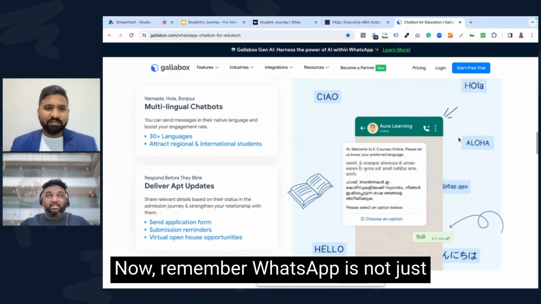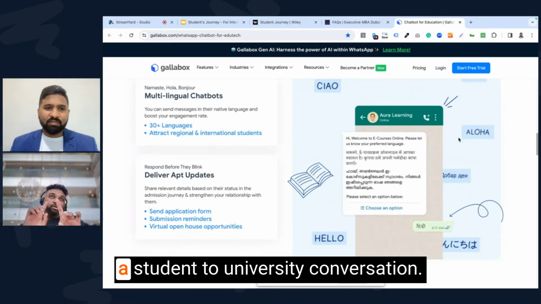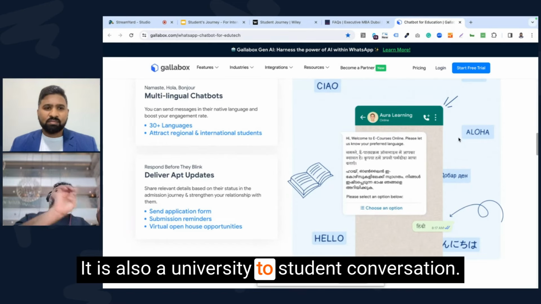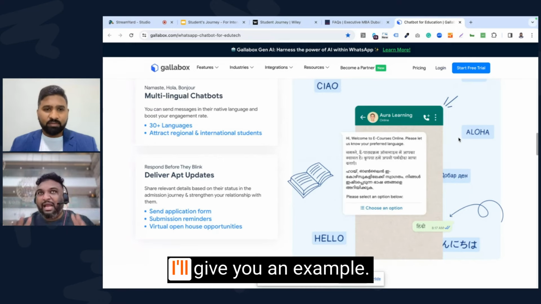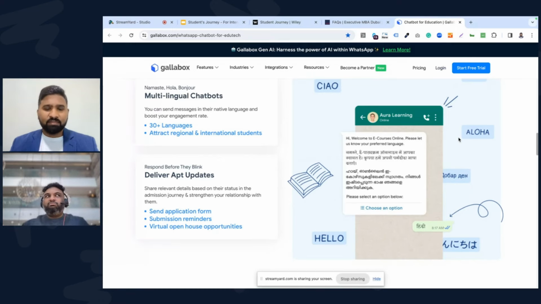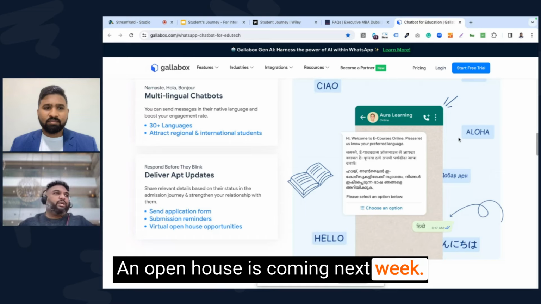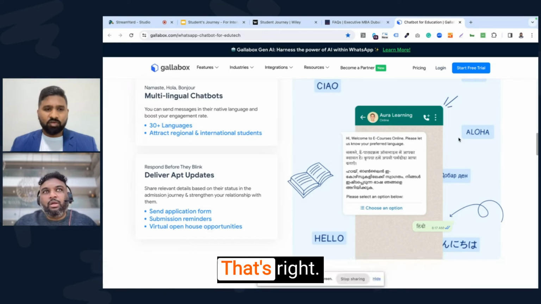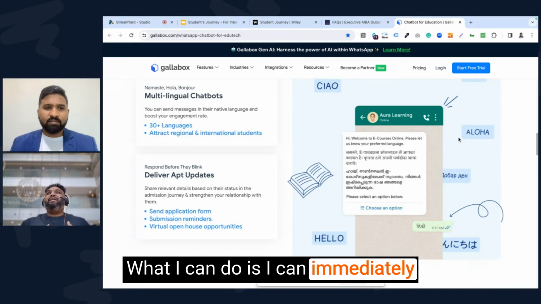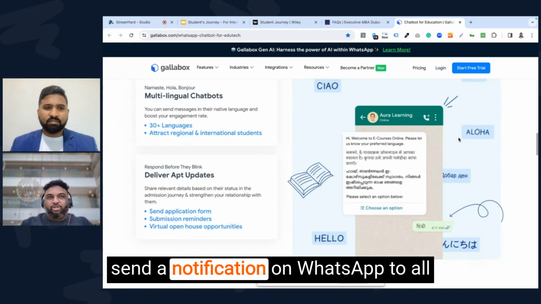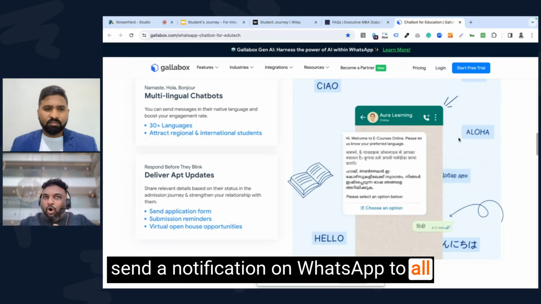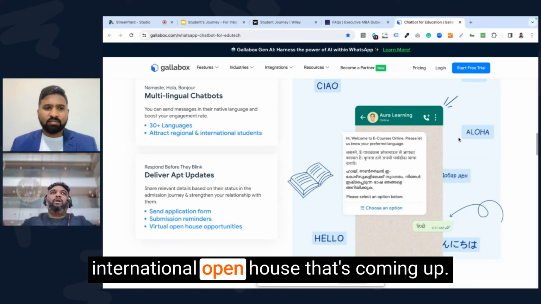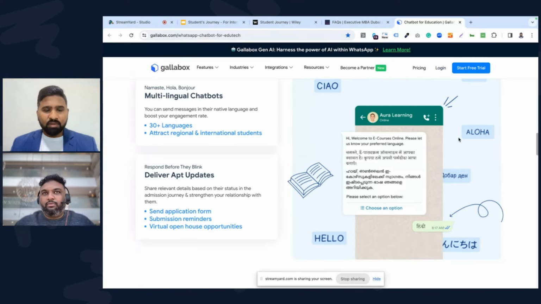Now, remember, WhatsApp is not just a student to university conversation. It is also a university to student conversation. I'll give you an example. An open house is coming next week. This open house is for international students. What I can do is I can immediately send a notification on WhatsApp to all prospective students saying that there's an international open house that's coming up. That's great.